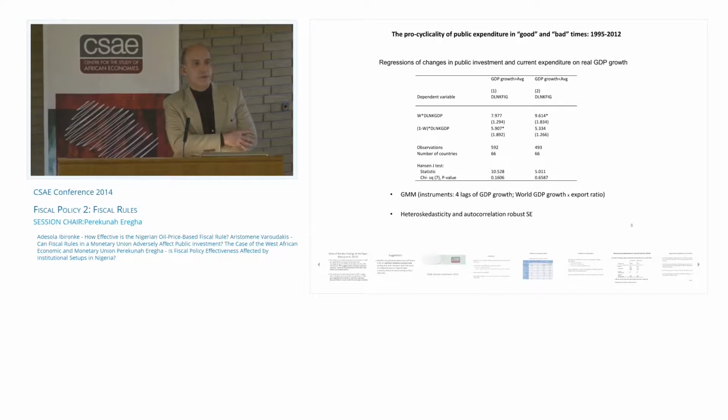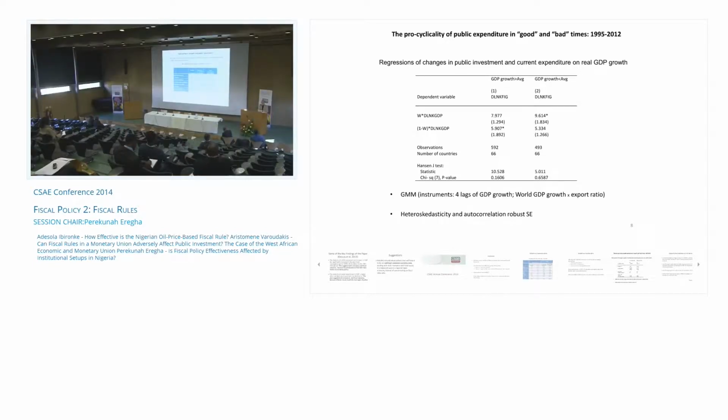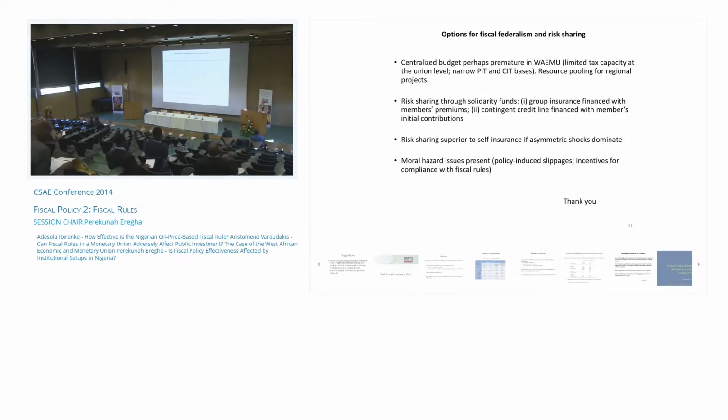Yeah, thank you very much. From your results, I saw that you used GMM as your estimation method. And one of the issues with GMM or 2SLS is getting the appropriate instruments. You mentioned two instruments: lags of GDP growth, and GDP growth multiplied by the export ratio. So the question is, is there any way you tested for the appropriateness of these two instruments, whether they are actually appropriate to be used as instruments?